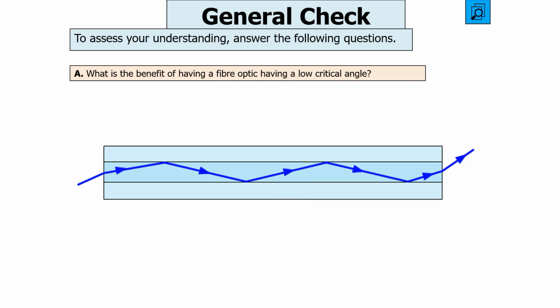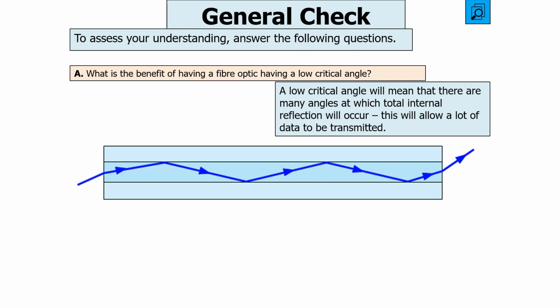What is the benefit of having a fibre optic with a low critical angle? So, as mentioned before, a low critical angle means that there are many angles at which the total internal reflection will occur. This allows a lot of data to be transmitted.